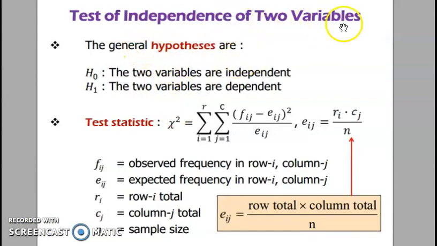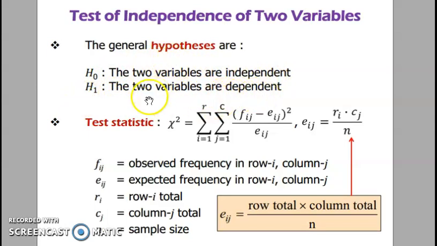Test of independence of two variables, the chi-square test. As we did before, what we need in any hypothesis testing, any statistical test, is to state the H null and H1, and then calculate the test statistic, and find the critical value, which always comes from the table, and then decide whether to reject or not reject H null. So in chi-square, the hypothesis H null is the two variables are independent, and H1, the two variables are dependent.